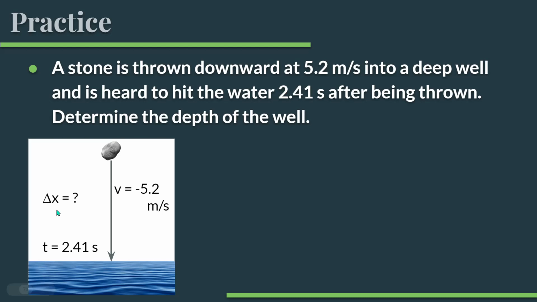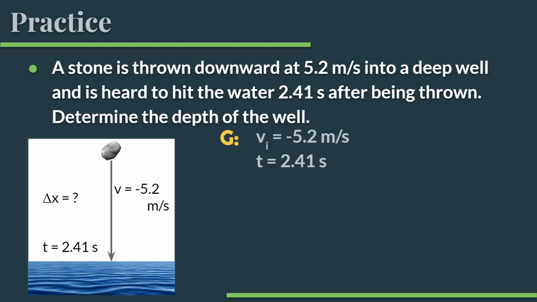So again, draw a picture. That'll help you hopefully to identify your given information, but especially help you to make sure that you have the direction correct, the negative signs if you need them. So I'm given an initial velocity of negative 5.2 meters per second. I'm given a time of 2.41 seconds, and those are the only numbers in the question. However, this is a free fall problem. So although it doesn't say it, I also know my acceleration. What is my acceleration?